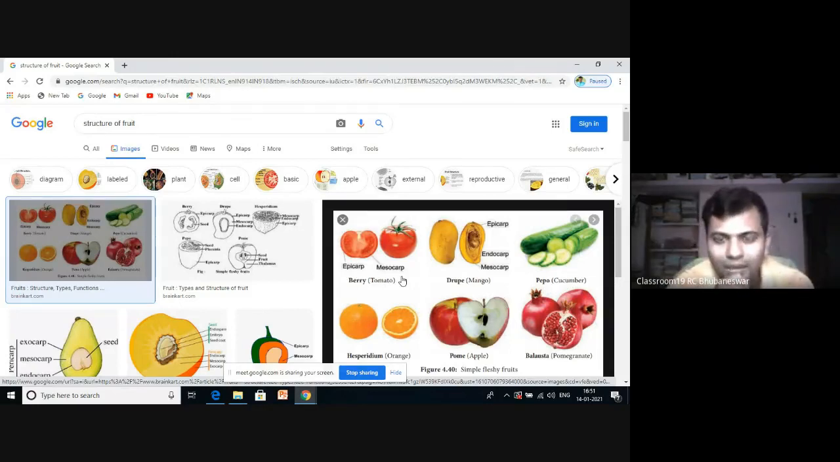I haven't told you the fruit part of brinjal yet. The covering of the seed is known as fruit. The fruit is technically known as pericarp.